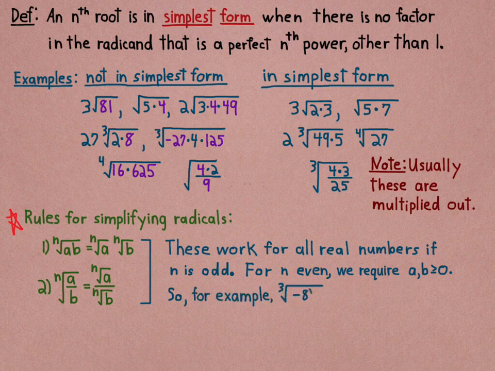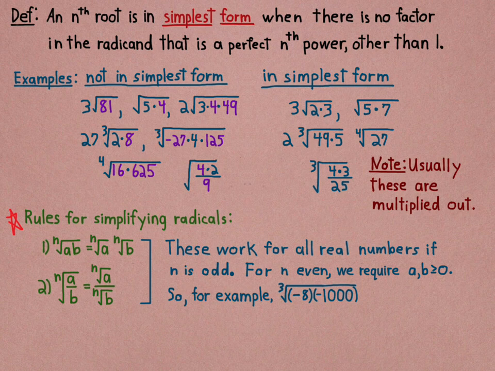In fact, if n is even, we require that both a and b be positive, or 0. Well, a could be 0, b can't be 0. I'm not sure why I wrote it that way, but a has to be greater than or equal to 0, and b has to be greater than 0 in the second one, because you can't divide by 0. And the first one is greater than or equal to 0. But anyway, they can't be negative is what I'm trying to say here.